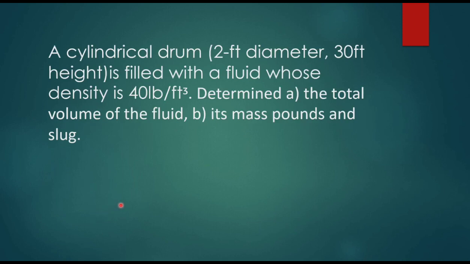A cylindrical drum, 2 feet diameter and 30 feet height, is filled with a fluid whose density is 40 pounds per cubic feet. So determine A, the total volume of the fluid, and B, its mass, in pounds and slug.